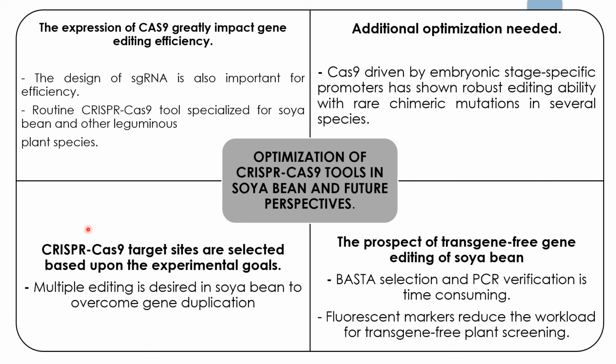Next, CRISPR-Cas9 target sites are selected based on the experimental goal. Here, soybean that undergoes multiple editing can overcome gene duplication. And lastly is the prospect of transgene-free gene editing of soybean. Basta selection and PCR verification are techniques that are time consuming and labor intensive. But a fluorescent marker can reduce the work for transgene-free plant screening.